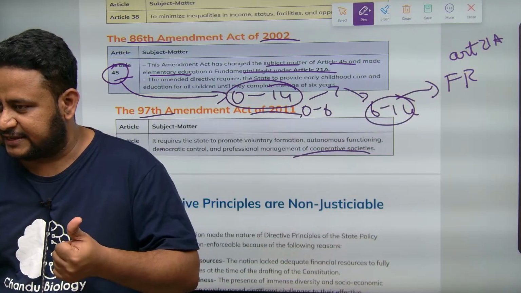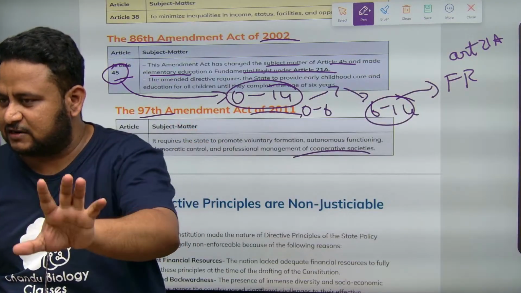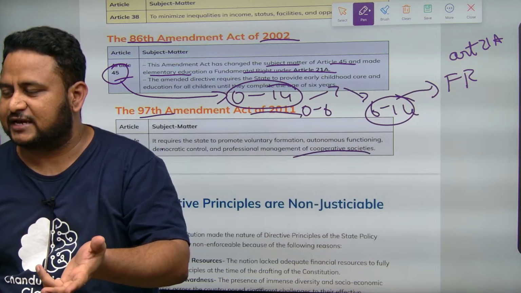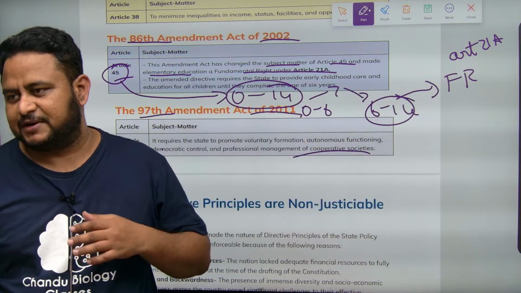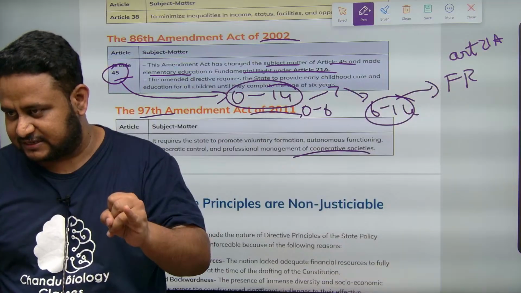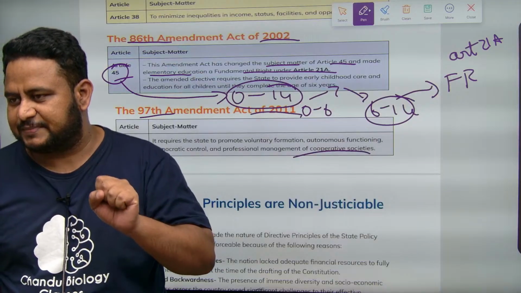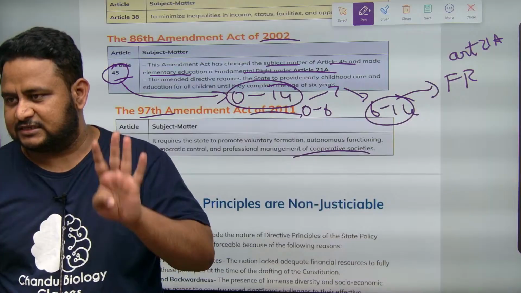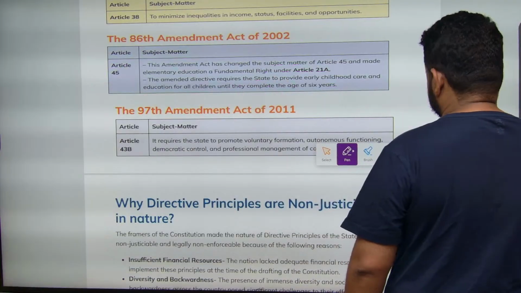43A is by the 42nd Amendment, participation of workers in management of industries. But in 2011, 43B came into force, which is talking about making of cooperative societies. That's it. Got it? So these are all the amendments, that is 1976, 78, 2002 and 2011. What are the amendments? 42nd, 44th, 86th, 97th. Is it clear? These are all the articles you have to remember.